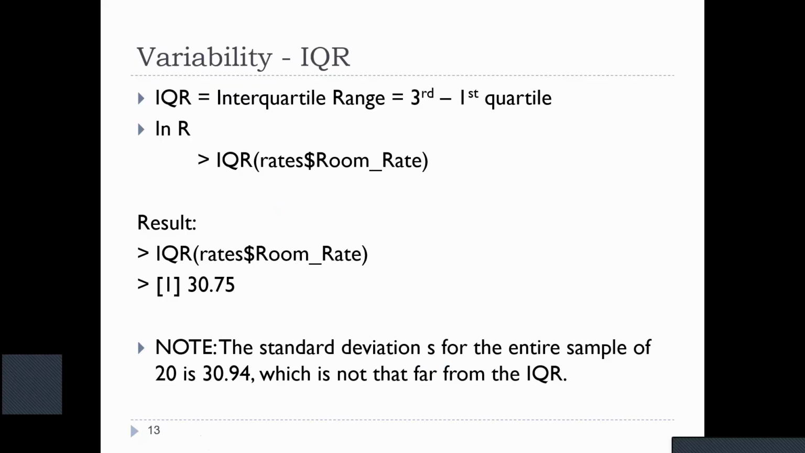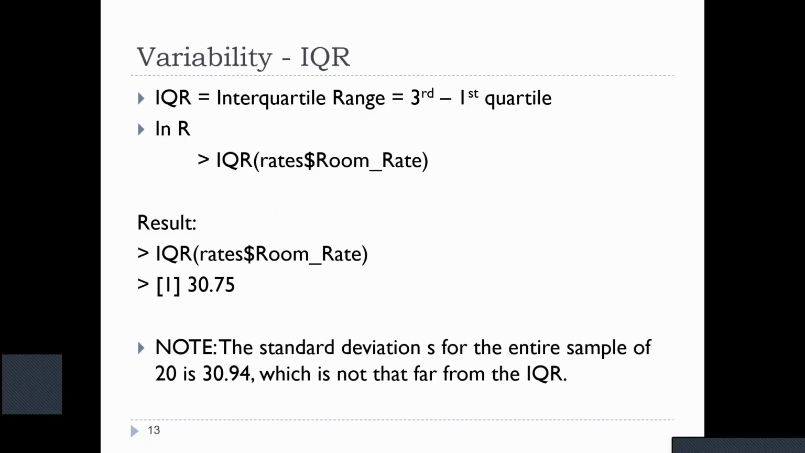But we also have a special R command to do that as well. Notice that this one is in capitals. A lot of times they're in lowercase, but IQR is in capitals. So the command would be IQR and then rates $ sign room rate. Or you could pipe into this if you want. So if we do that, we get 30.75.